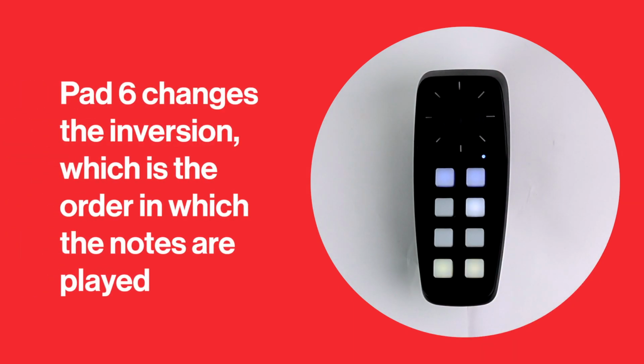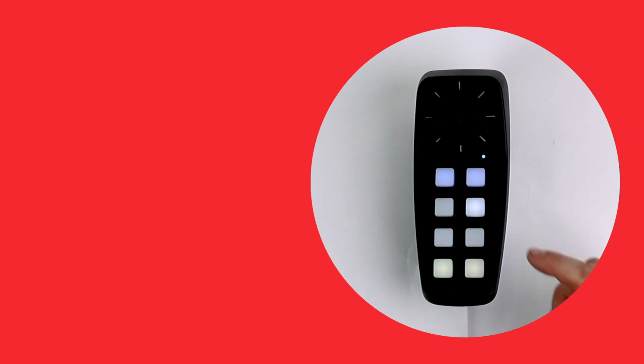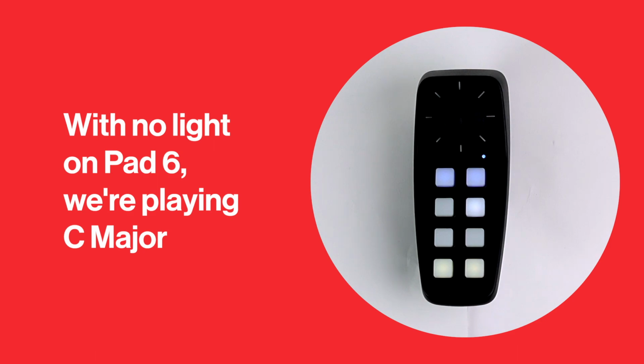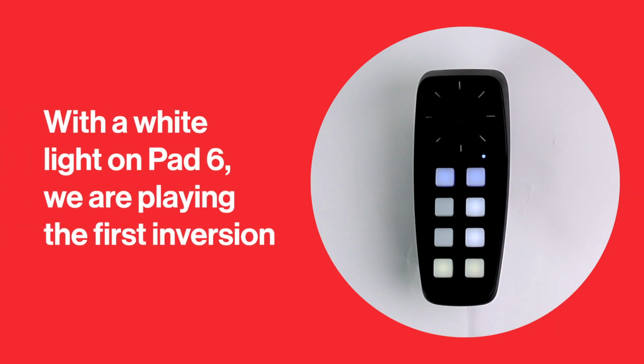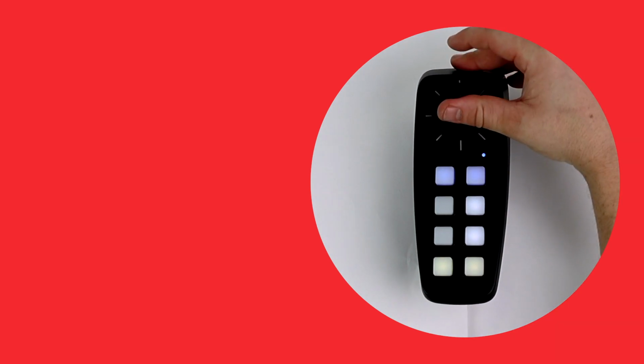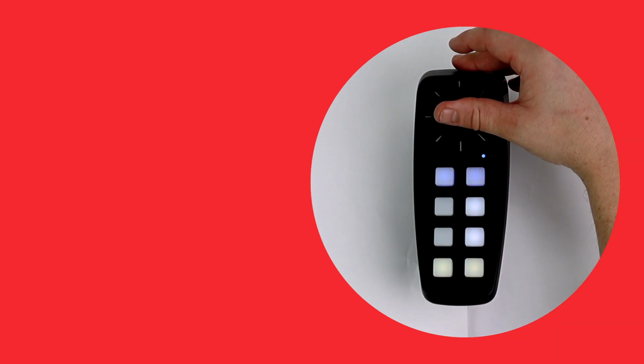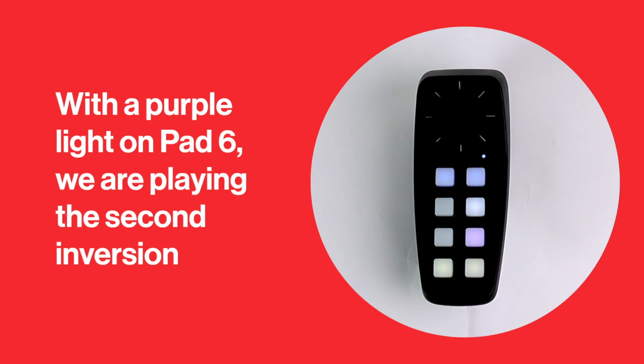Pad 6 changes the inversion, which is the order in which the notes are played. With no light on the inversion pad, we're playing C major, with C at the bottom, so the notes go C, E, G. With the inversion light on, with a white light, that means we're playing the first inversion, which is E, G, C. If you press Pad 6 once more, we have a purple light, which plays G, C, E.